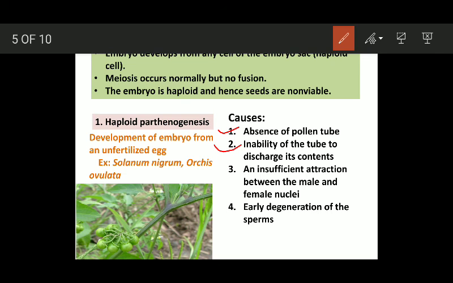Second one is inability of the tube to discharge its contents. Pollen tube available होता है, but that pollen tube is not able to discharge its contents, to discharge the male gametes. The third one is an insufficient attraction between male and female nuclei. The pollen tube is capable of discharging its contents, but the male and female gametes are not capable of attracting each other. And finally, the fourth one is early degeneration of sperms. Sperms are released, male gametes are released by the pollen tube, but they degenerate at an earlier time period. They do not reach the egg.